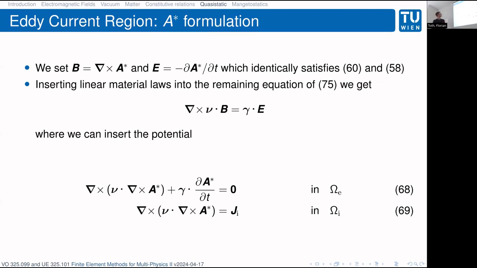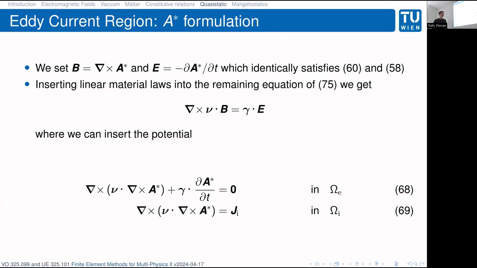And this actually brings you to the A star formulation for the eddy current problem. In this formulation, you don't need the electric scalar potential. So you can set B equal to the curl of A star and E equal to the time derivative of the magnetic vector potential A star. And then you can insert the linear material law and obtain a single PDE for the magnetic vector potential.